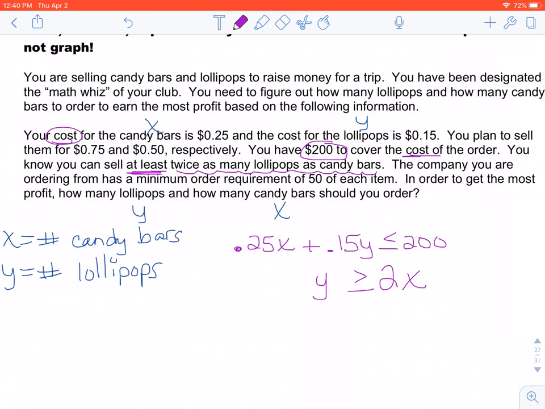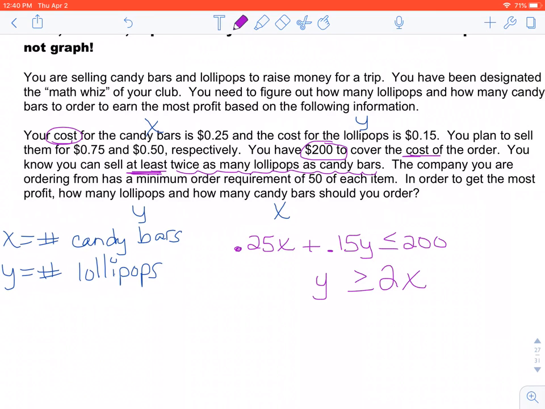So again, that's a little tricky there. At least means greater than or equal to. Twice as many lollipops as candy bars. So I'm selling more lollipops than I am candy bars. So take the candy bar amount and double it. And that's how many lollipops I would sell.